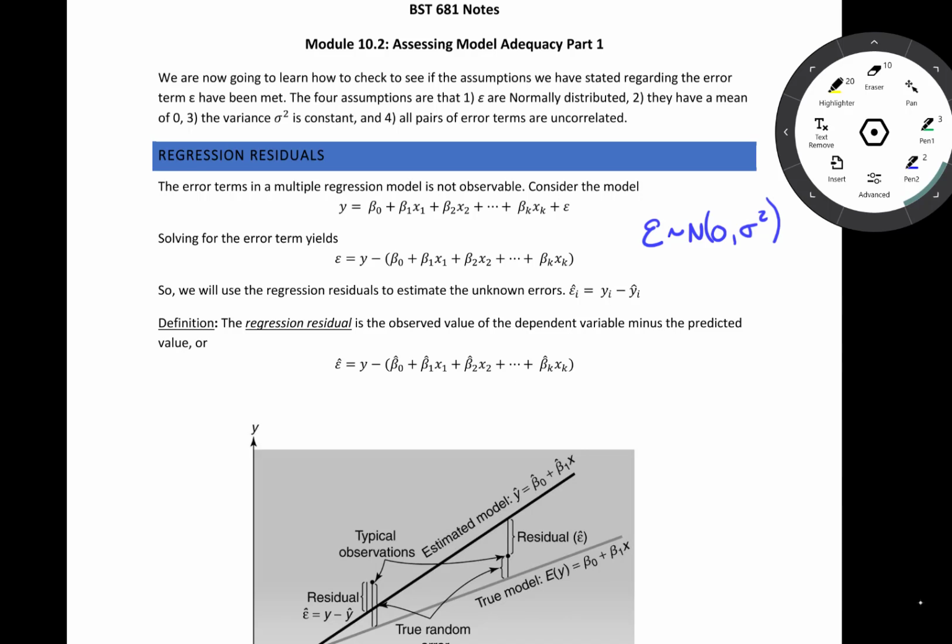So just as a reminder, what we could do here is consider the model and solve for the error terms. We use the regression residuals to estimate those unknown errors, and we've talked about this before. Notice here the regression residuals do have the hat on them, because these are estimates; we're using our fitted model, or our prediction equation, to obtain these.